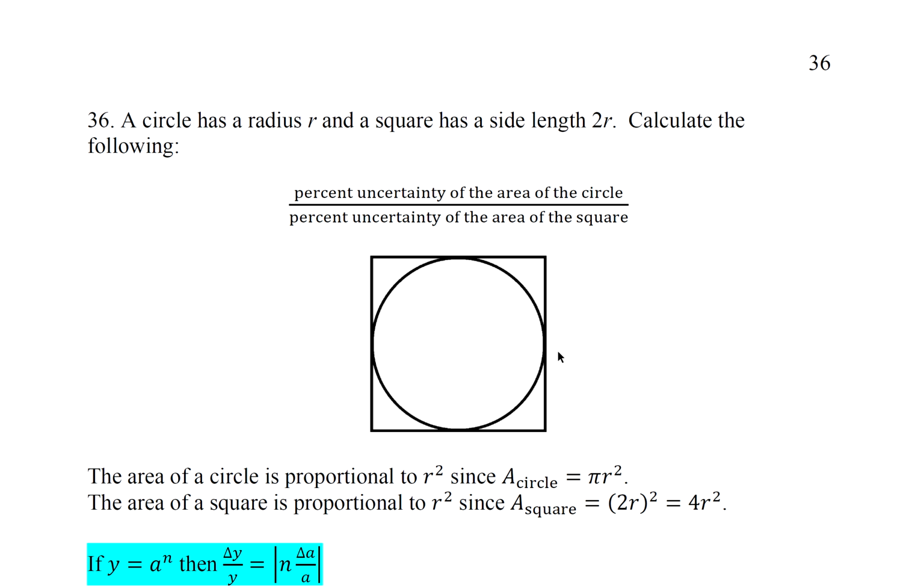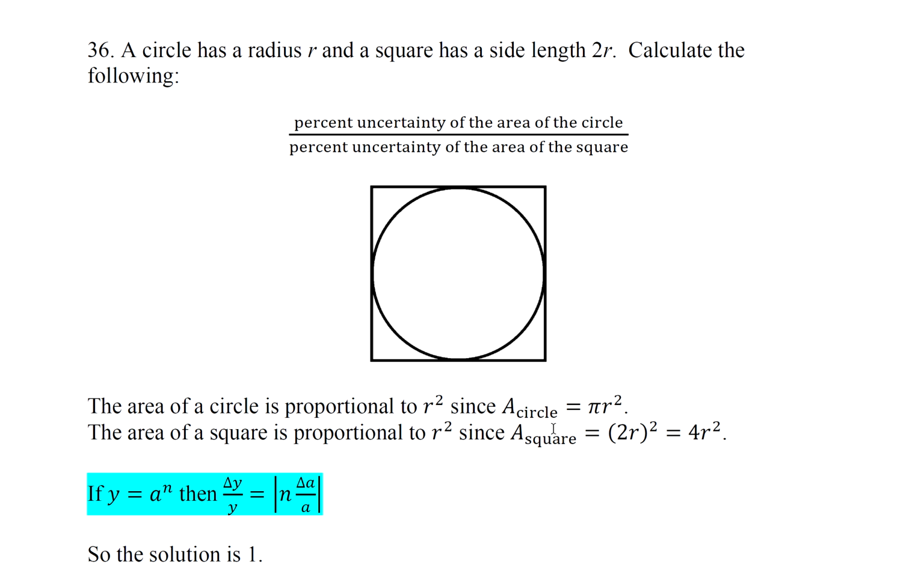Question 36. A circle has a radius r and a square has a side length 2r. Calculate the following: percent uncertainty of the area of the circle divided by percent uncertainty of the area of the square. So the area of a circle is proportional to r squared, and the area of a square is proportional to r squared. If you look at these two equations, pi r squared and 4r squared, you're going to notice that n is equal to 2 and n is equal to 2. So if you divide the percent uncertainty of the two, it is going to be equal to 1.